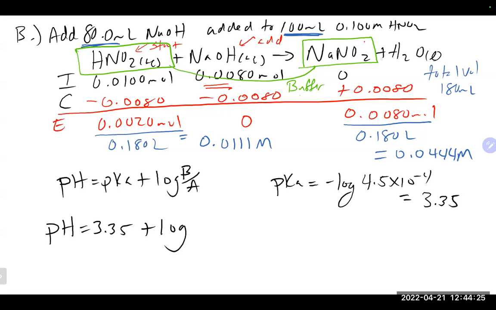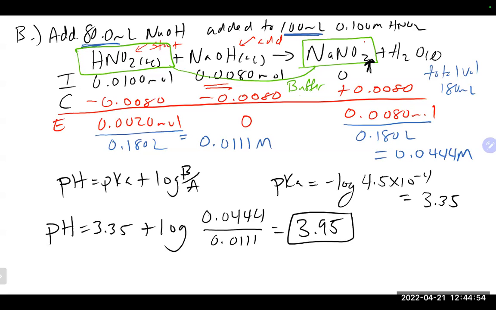So our pH would be 3.35 plus the log. We want to make sure we get the correct one, which is the base, so that's going to be 0.0444 divided by 0.0111. That gives .395, which looks like the pH we are at at this point in the titration. Any questions on any part of that step?